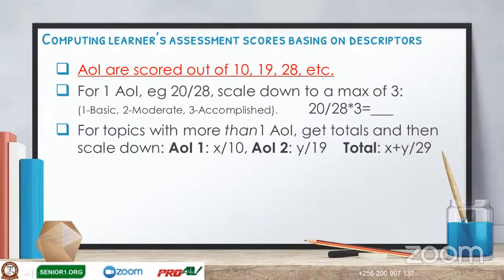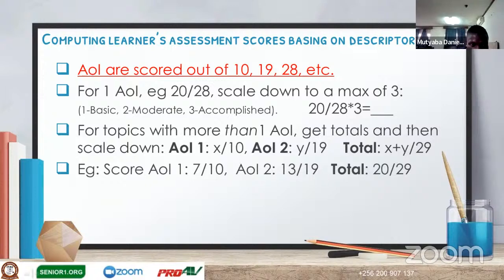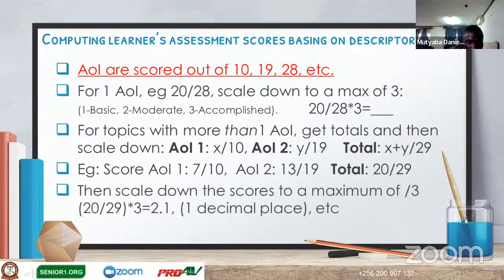For example, if we consider activity of integration 1, the learner scored 7 out of 10. Then for activity of integration 2, the learner scored 13, it will be 7 plus 13 to be 20 out of the total, which is 29. Then we shall scale it down to a maximum of 3. Mr. Jerome, can you help us here? 20 out of 29 times 3. Can we get that? I think we already have the answer, isn't it?